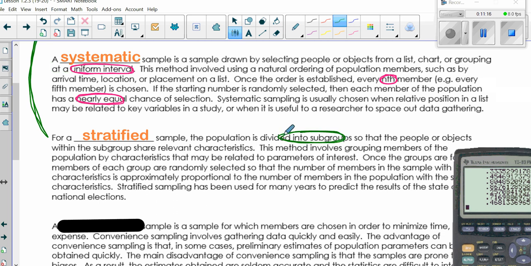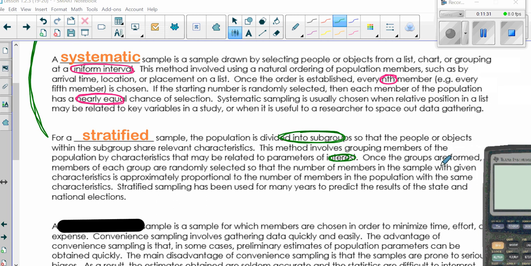Okay. This one says, for a stratified sample, the population is divided into subgroups so that the people or objects within the subgroup share relevant characteristics. This method involves grouping members of the population by characteristics that may be related to parameters of interest. Once the groups are formed, members of each group are randomly selected so that the number of members in the sample with given characteristics is approximately proportional to the number of members in the population with the same characteristics. Stratified sampling has been used for many years to predict the results of the state and national elections. So I thought that was interesting.